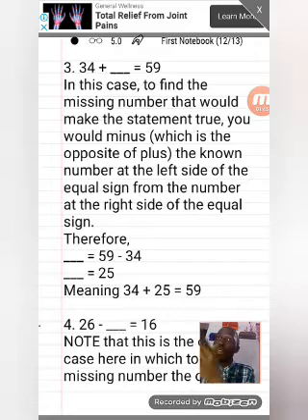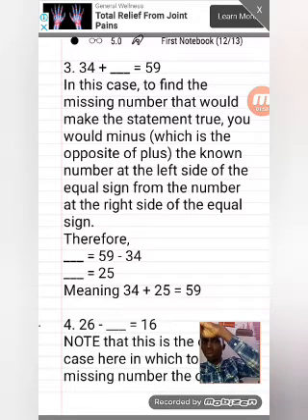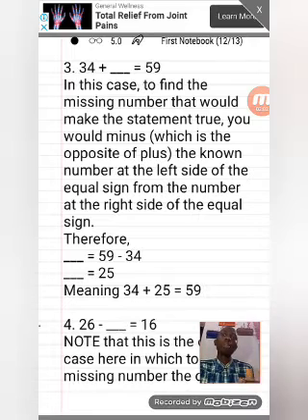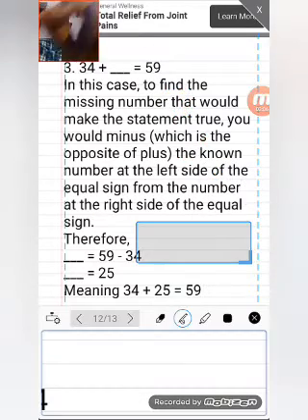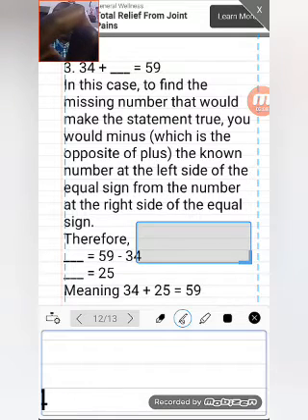Remember, this case is 34 plus the missing number is equal to 59. Now, to get the missing number, you do the opposite: 59 minus 34. 59 here minus the 34 at the left side of the equal sign. So that's 59 minus 34. So let's do that to revive our knowledge of 2-digit addition and subtraction, in this case subtraction.